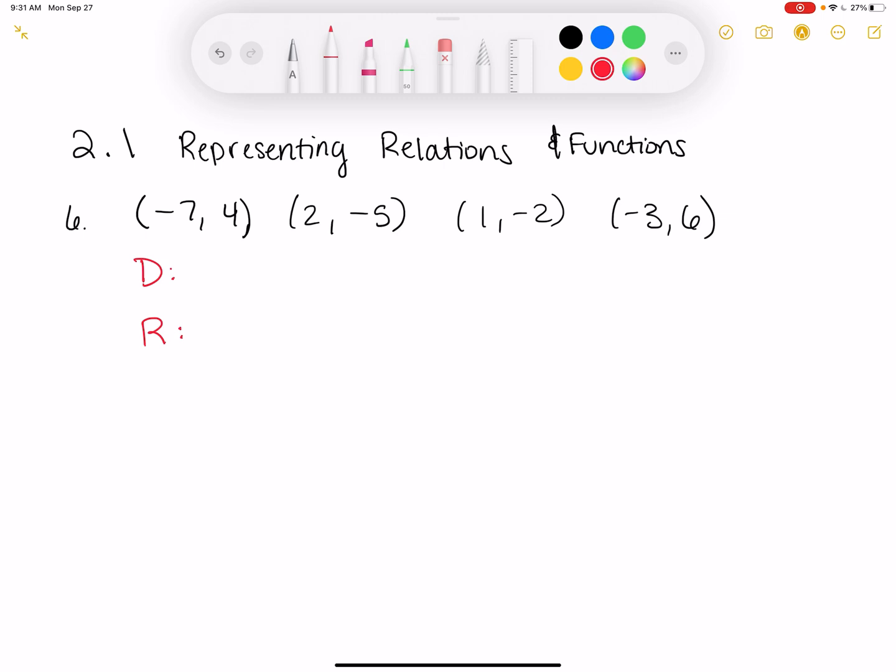So, what are my domain values? -7, 2, 1, -3. And range? 4, -5, -2, 6. Okay, and I don't remember if this was covered in the notes video or not. If, let's say, this point instead of (-3, 6) was (-7, 6), what would be different about my domain? You wouldn't put the -7 twice. Yep, exactly. I would not put it twice. I would only put it the one time.